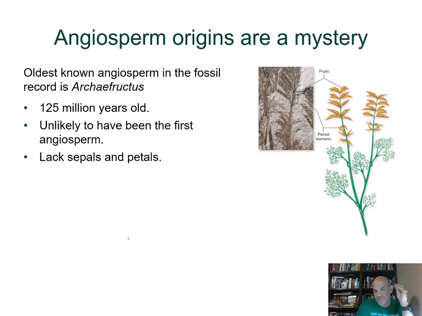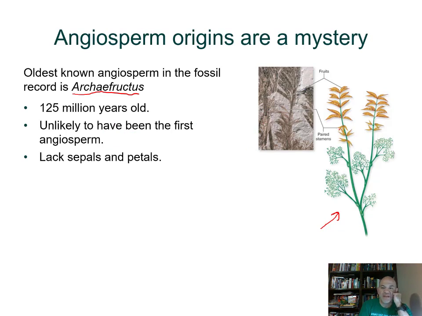So the origin of angiosperms is a mystery, and here is one of the oldest fossils of a flowering plant. You see the fossil there on the right, and an artist's drawing of what this plant might have looked like. It was given the genus Archaefructus, which probably translates into something like ancient fruit or ancient fruit bearer. And this fossil is 125 million years old. So this is not likely to be the first angiosperm.